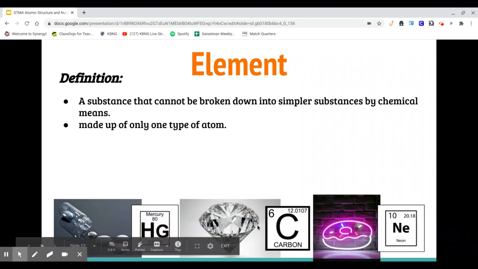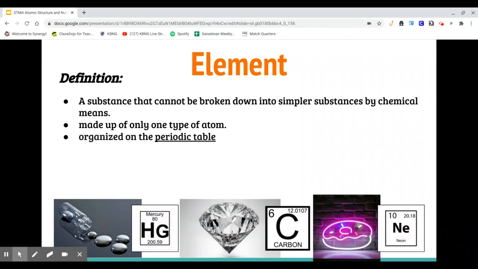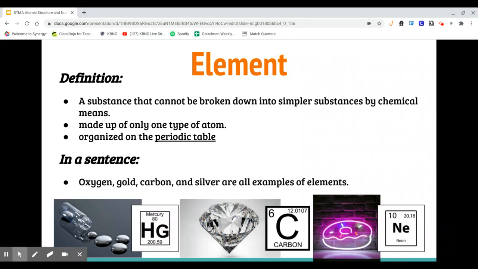If we had some mercury down here, mercury is made up of only mercury atoms. That's a bunch of little mercury atoms together. Carbon atoms together form diamonds, so just pure carbon atoms form diamonds. And neon is a gas. To get neon lights to light, we have to pass a current through neon gas, and that's why they light up with bright lights. We organize all of our elements onto the periodic table, and that's something we're going to spend a lot of time with coming up soon. If I was going to use this in a sentence, oxygen, gold, carbon, and silver are all examples of elements.